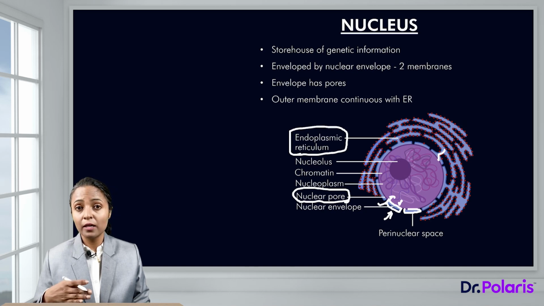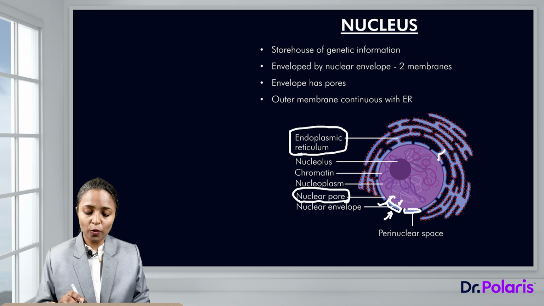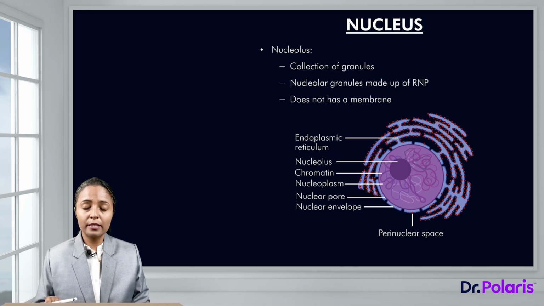As I said earlier, if mRNA comes out, it has to reach the ribosomes for the synthesis of the proteins. Okay. Inside the nucleus, what we see is chromatin, which is condensed DNA, and there is also the nucleolus. So this nucleolus is basically a collection of granules and it is made up of ribonucleoprotein. See, if ribosomes are synthesizing the protein, then what is synthesizing the ribonucleoproteins? Well, it is this nucleolus, which is made up of ribonucleoprotein and it does not have a membrane. It is just a collection of granules.